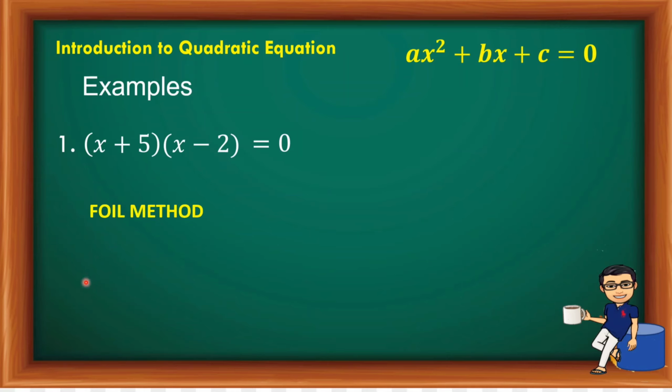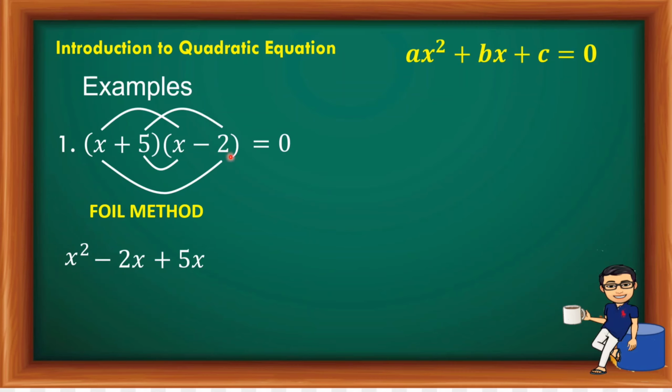FOIL method yung gagamitin natin. Ibig sabihin, first term, outer term, inner term, and the last term. Unahin natin yung f, first term, x times x. Ang sagot sa x times x is x squared. Then, the next one is the outer term, x times negative 2. Pag tinimes ang x times negative 2, that's negative 2x. Then, the next one is the inner part, 5 times x. The answer is 5x. Then the last is the last term, which is 5 and negative 2. Pag tinimes, the answer is negative 10.